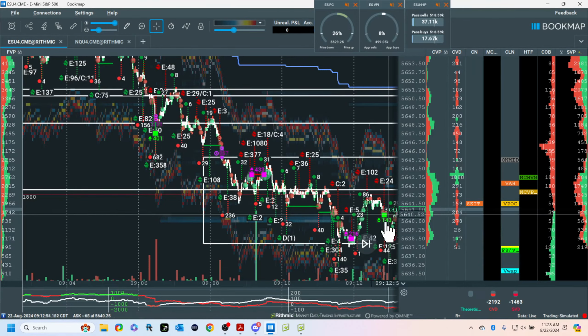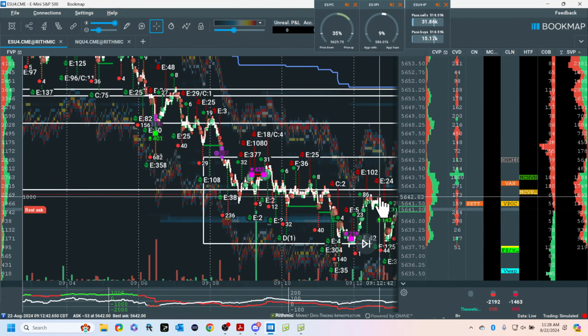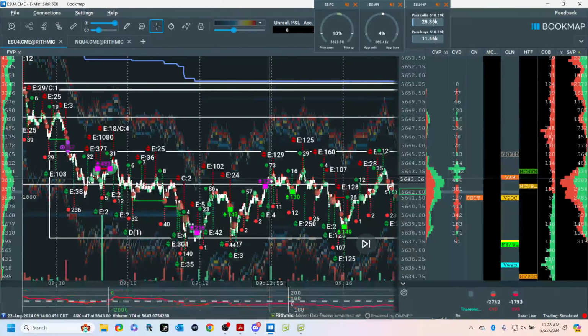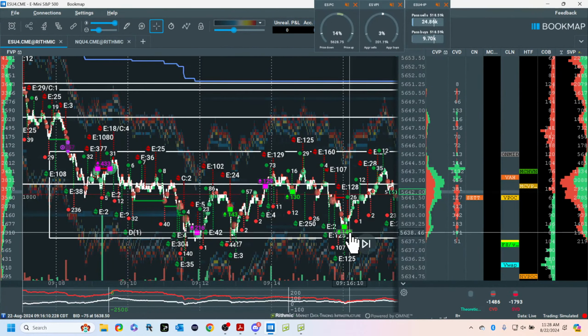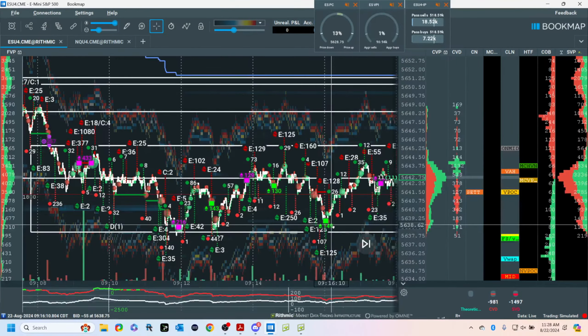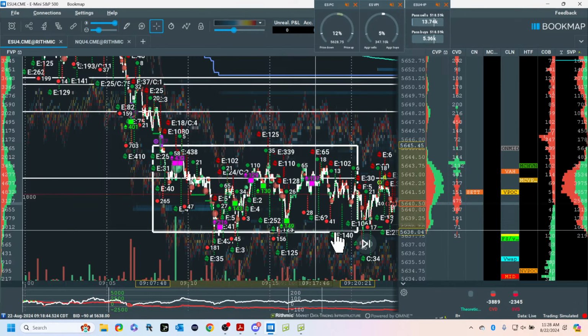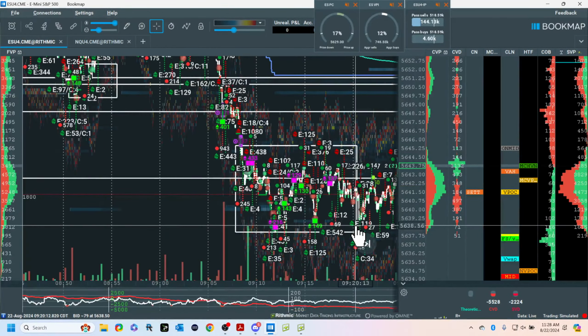Too high. What do I do here? If I get above this, it changes things. What do I do here? It tests, and there's the absorption. This is how I'm using the order flow. Now, let's not forget what I know. What's above me?